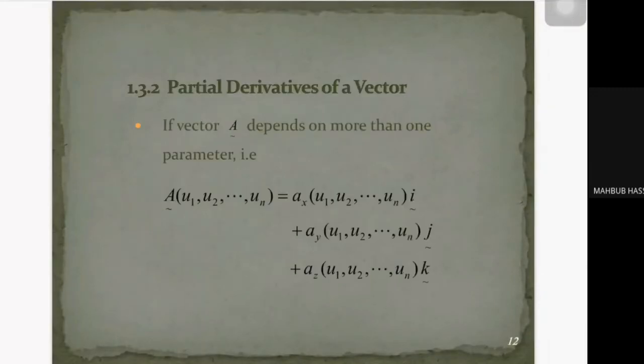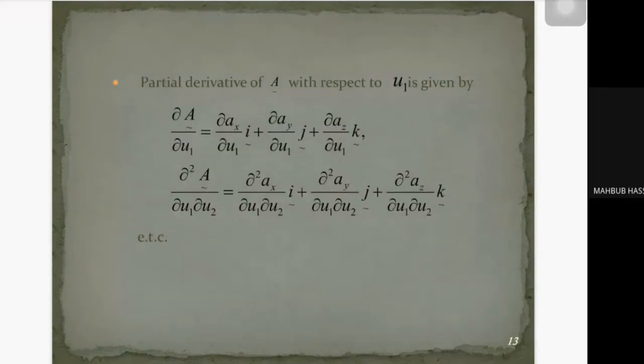So, partial derivative of vector A. If vector A depends on more than one parameter, for example u1, u2 until un, there are several parameters here. So the partial derivative of A with respect to u1 is given by this value. And for two parameters, u1, u2, you want to find the derivative del squared A over del u1 del u2. So you have to find it one by one according to its component. Let's look at an example here.